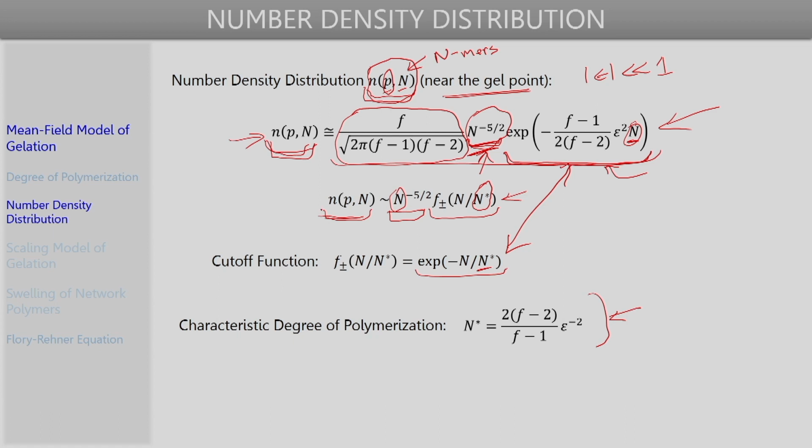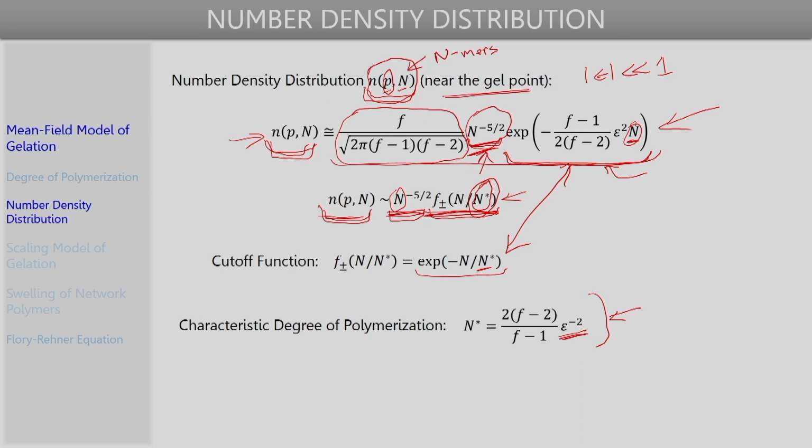The number density distribution has a power law dependence on the degree of polymerization, but that is truncated by the presence of the cutoff function. The power law dependence will be truncated at this characteristic degree of polymerization n star. So, we see that n star is again a function of this relative extent of reaction epsilon, and it is related to epsilon to the power minus 2.